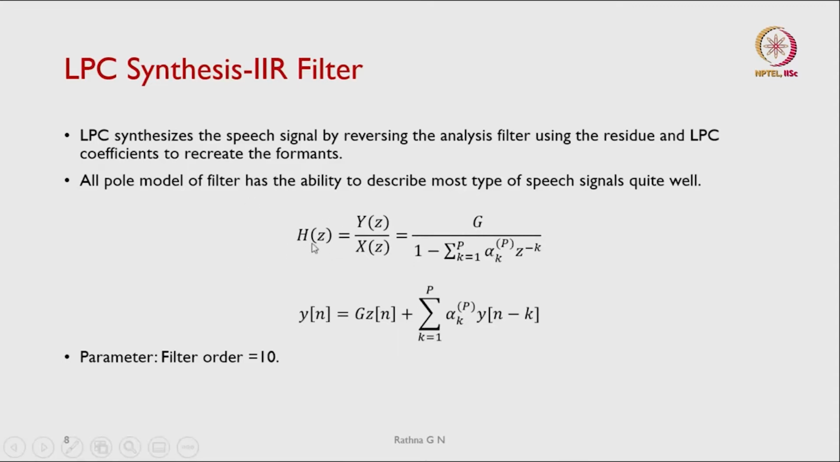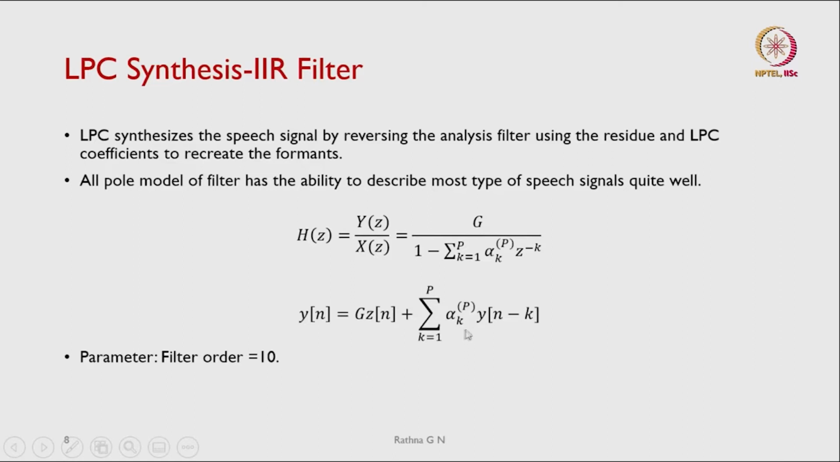So, you will be seeing that the transfer function H of z is given by Y of z by X of z, which is given by some constant G divided by 1 minus the sum for k equal to 1 to p of a_k^(p) into z to the minus k. So, y of n, if we write in the time domain, is going to be G into x of n plus the sum for k equal to 1 to p of a_k^(p) y of n minus k.